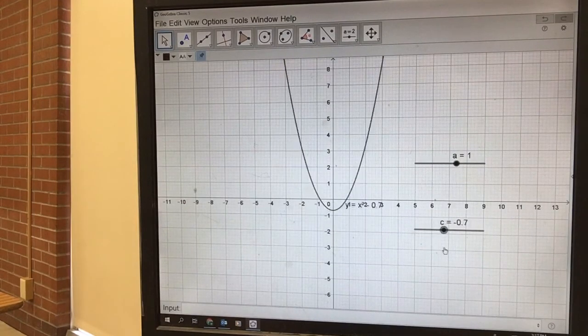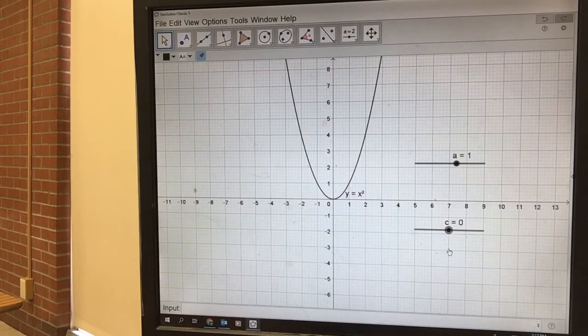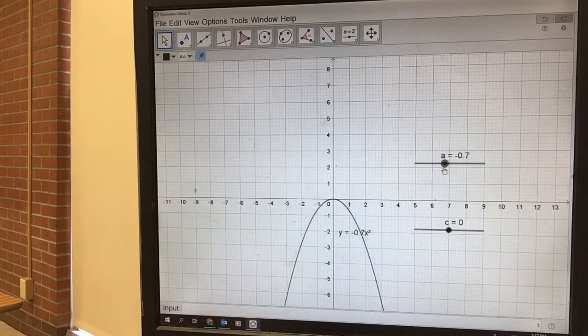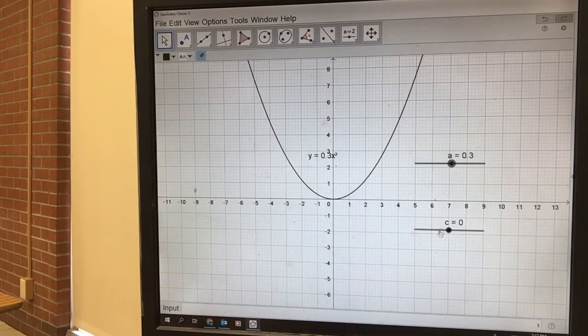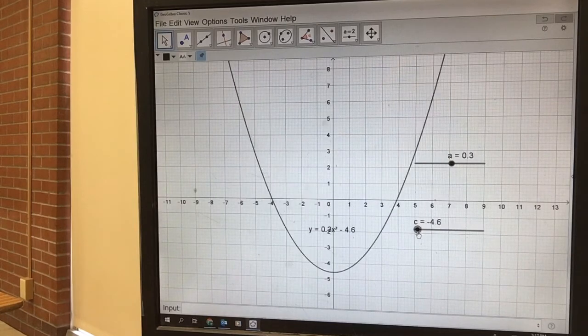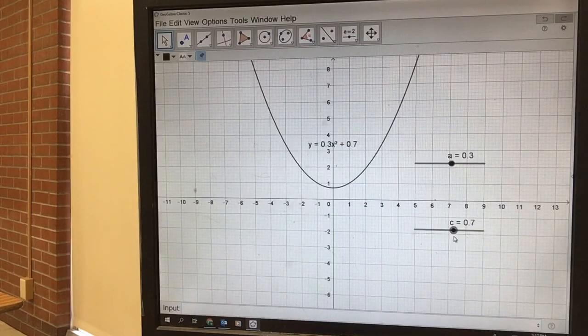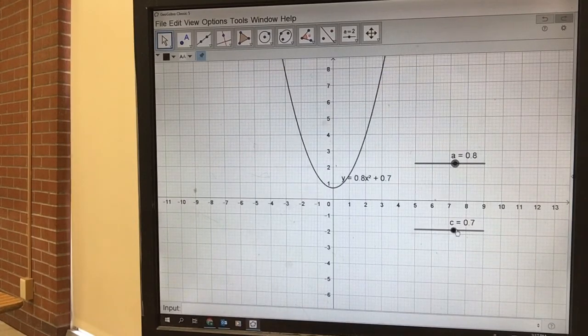That's what C does. So remember, A does this. Okay? C does this. And later we're going to learn how to pick the whole thing up and move it to the right and move it to the left. But for right now, A, C.